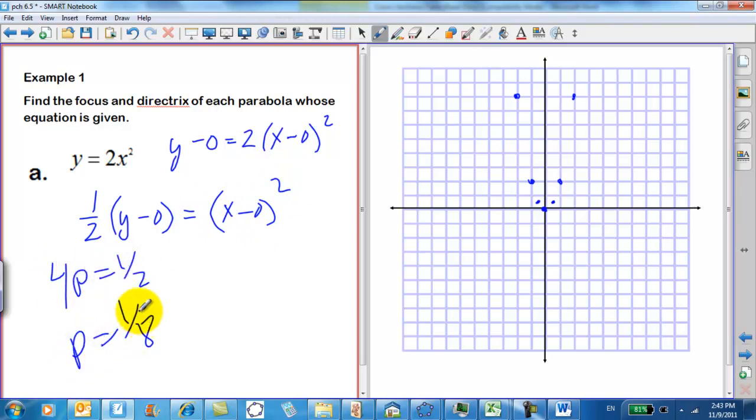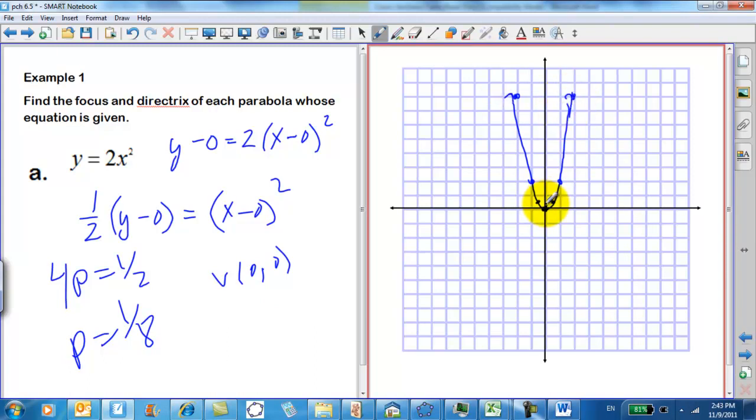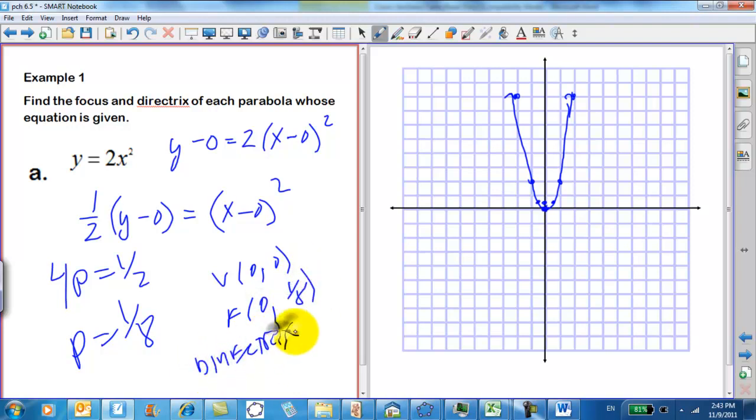So that tells me that the vertex here at 0, 0 is going to be an eighth away from the focus and an eighth away from the directrix. Well, there's clearly a happy parabola, a vertical parabola going up, and you wrap around the focus, so the focus is going to be here at 0 plus an eighth. And the directrix is going to be a horizontal line way down here, y equals negative an eighth, the equation of a horizontal line.